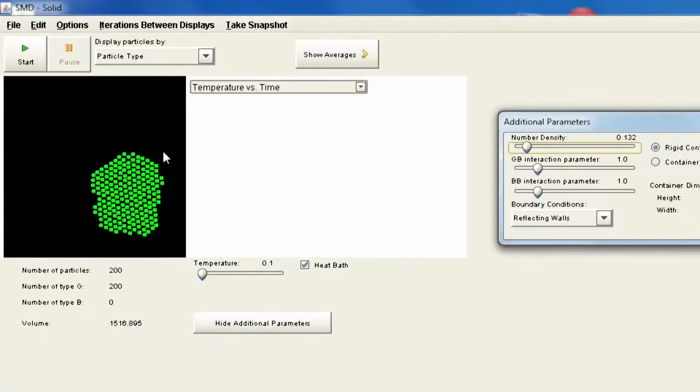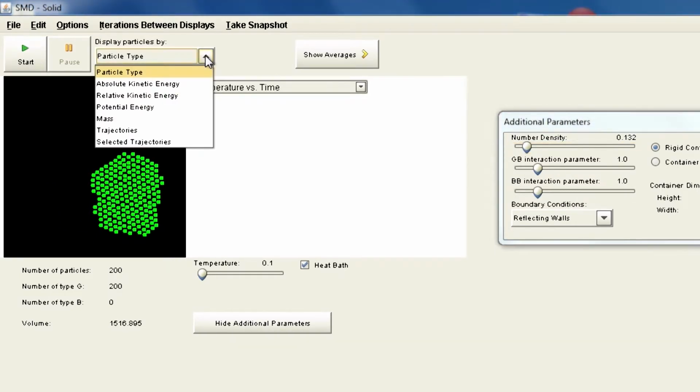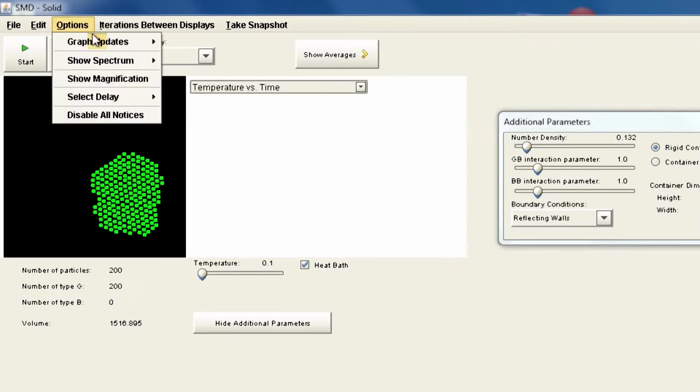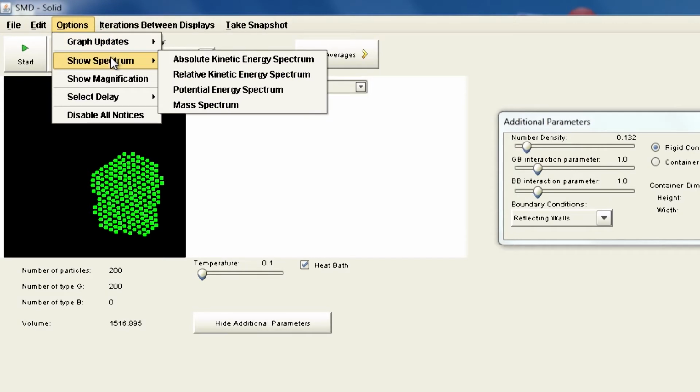is set up. This is a program which has 200 particles of the same species, green particles, and let us say they are argon particles. Here are the things that we are calculating: absolute kinetic energy, relative kinetic energy, potential energy, mass, trajectories, and we can also look at selected trajectories. Here are the options: graph update, update graph every step, show spectrum.